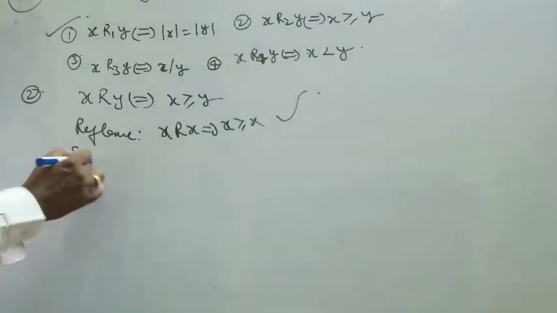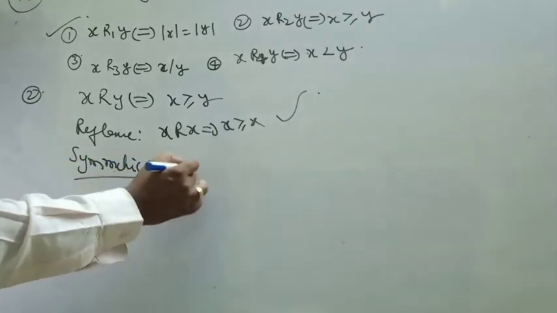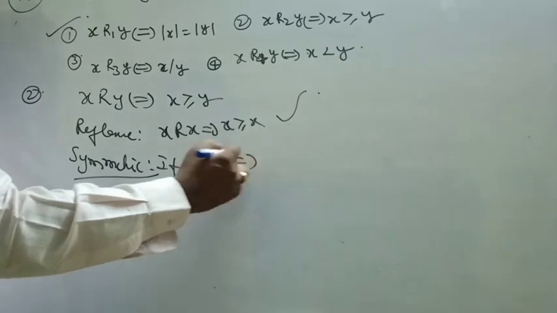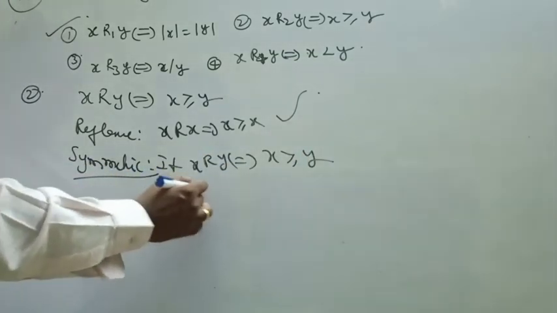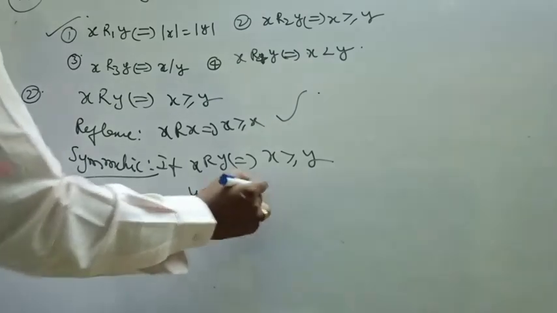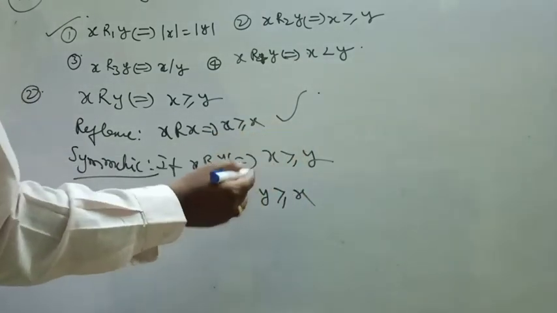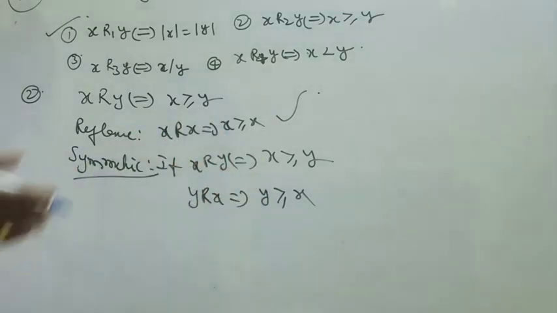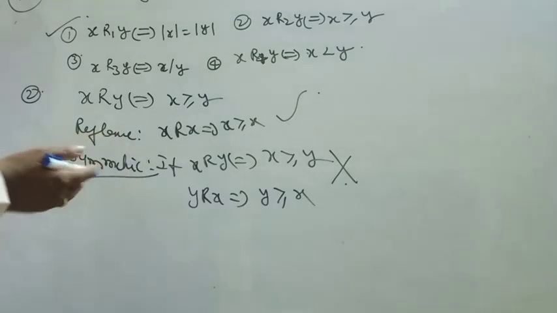Next, symmetric. If X is related to Y, which means X is greater than or equal to Y, then we should prove that Y is related to X. That means we should prove that Y is greater than or equal to X. Whenever X is greater than or equal to Y, Y cannot always be greater than or equal to X. Always it is not true. Therefore it is not satisfying, so it is not symmetric.